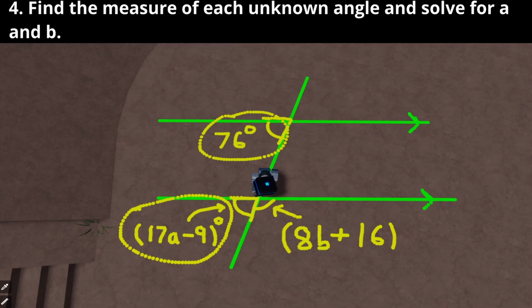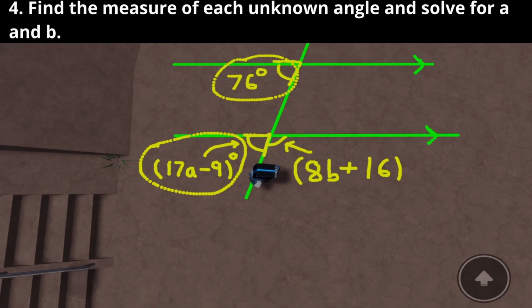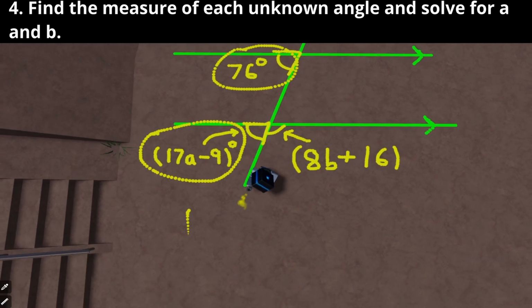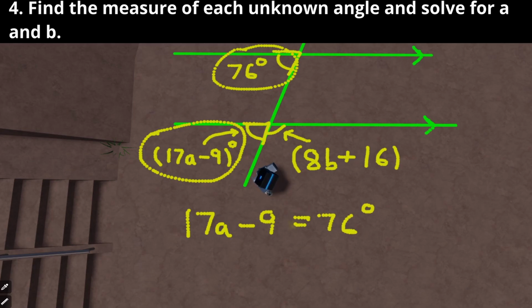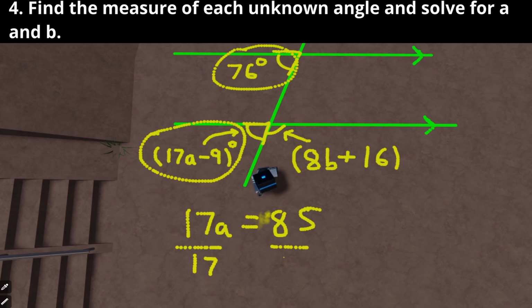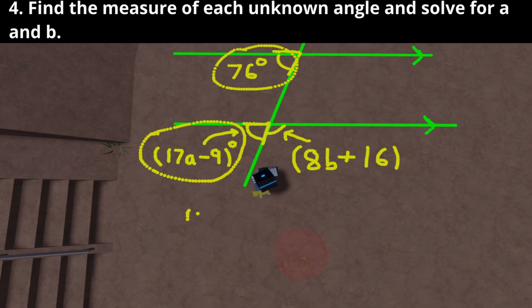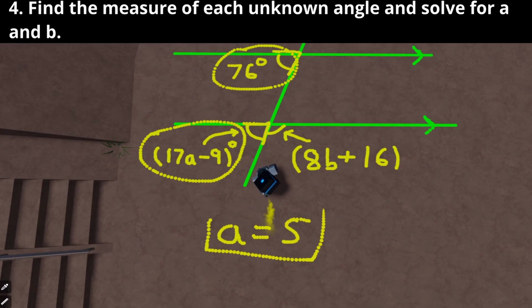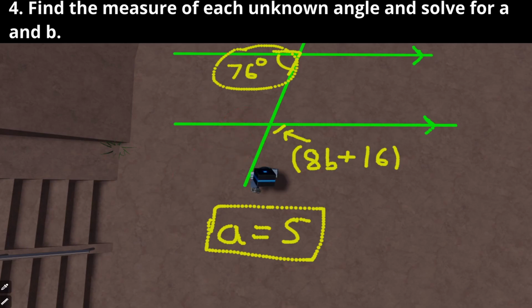So I can set these equal to each other and solve for a. So I'm going to step down for a bit and set up this equation. 17a minus 9 equals 76 degrees. Just add 9 to both sides, and that'll get you 85. So 17a is equal to 85. And then just divide by 17. And then 85 divided by 17 is just 5. So a is just equal to 5. And I've solved for one variable. And also, I know what this whole 17a minus 9 is equal to. It's just 76 degrees. So that angle is done. And I can just write 76 degrees here now.